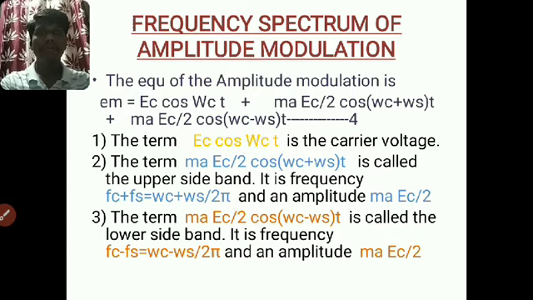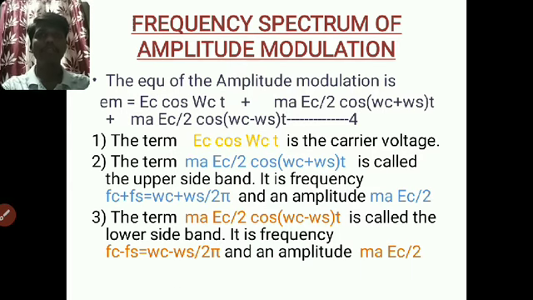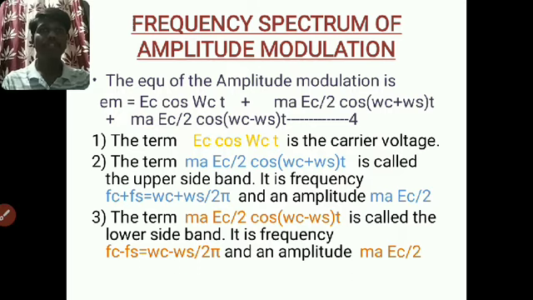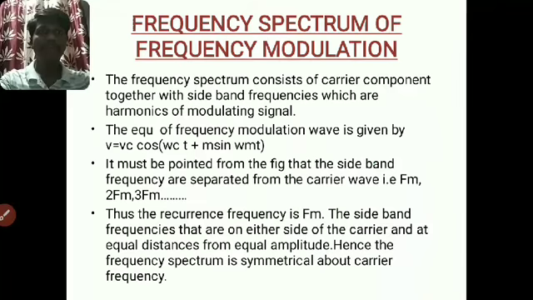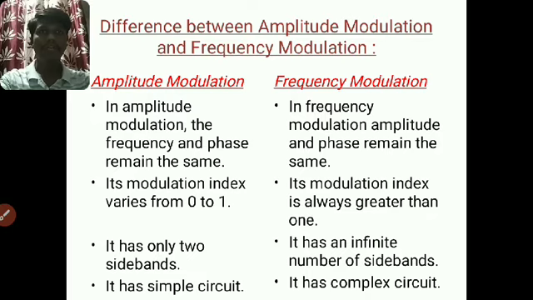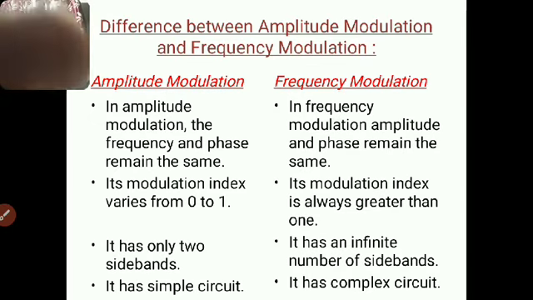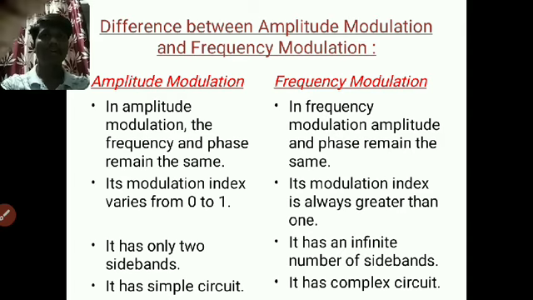In previous sessions we discussed the expression for amplitude modulation, sideband frequency and bandwidth, and the disadvantages of amplitude modulation. Those were the earlier classes. Today we will discuss the frequency spectrum of amplitude modulation, the frequency spectrum of frequency modulation, and the difference between amplitude modulation and frequency modulation.